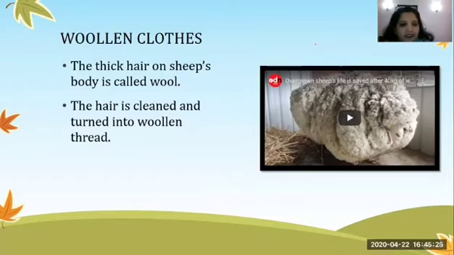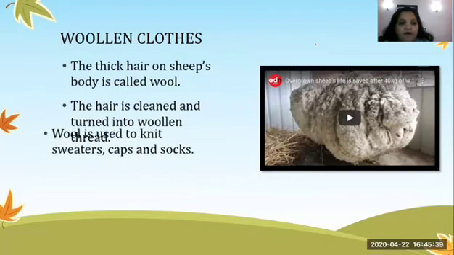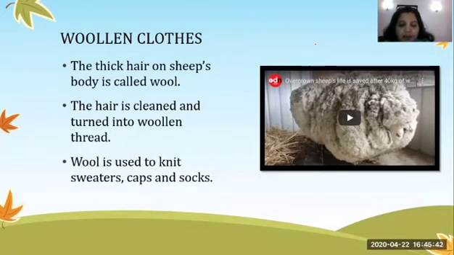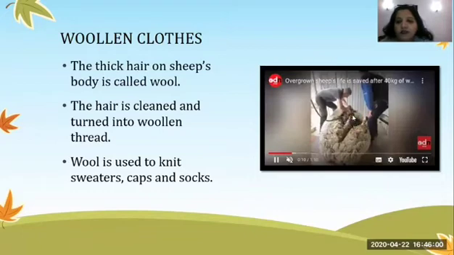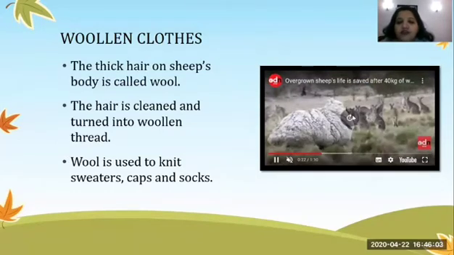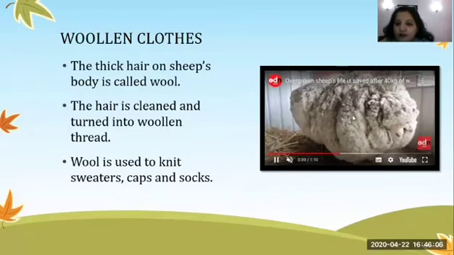The hair is cleaned and turned into woolen thread. So the hair, that is the wool that we removed from the sheep's body, is cleaned and then turned into woolen thread. Wool is used to knit sweaters, caps and socks, and with the help of wool we make sweaters, caps, socks, scarves, etc. Here I have attached a video link in which you can see how the people are trying to remove the wool from the body of a sheep.